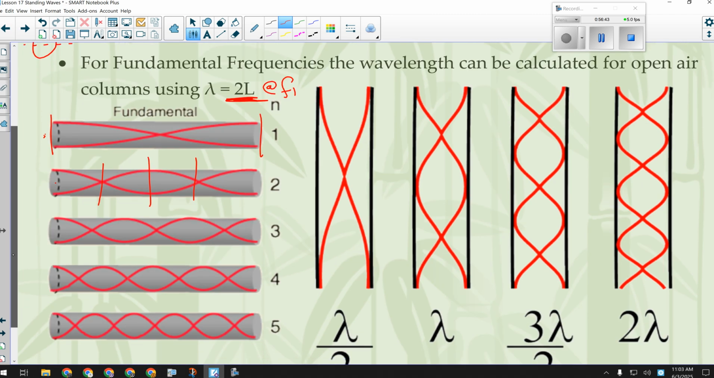So this is F1. Here's half a wavelength in the tube. This is F2. There's a full wavelength in the tube. This is F3. There's a wavelength and a half in the tube. This is F4. There's 2 full wavelengths in the tube. You're never going to be asked to memorize how many wavelengths are in the tube at F2, 3, or 4. You have the formulas that deal with the fundamental frequency. That's what we'll deal with.